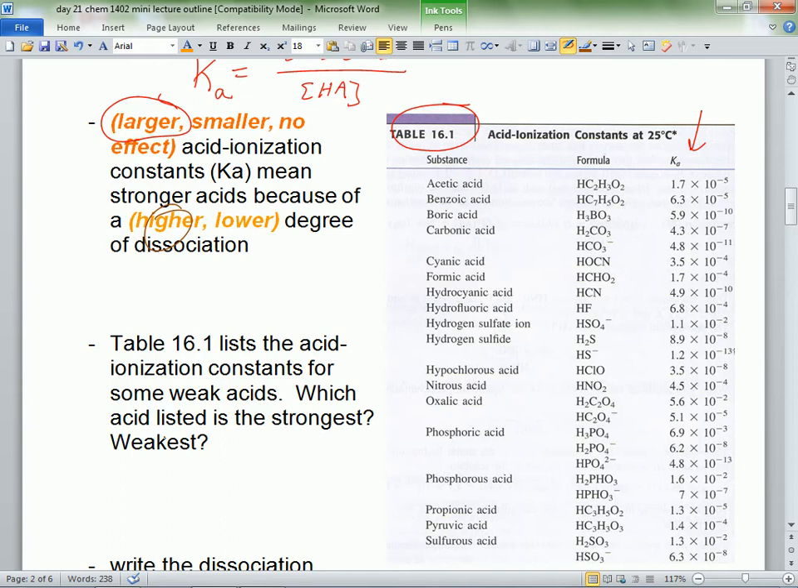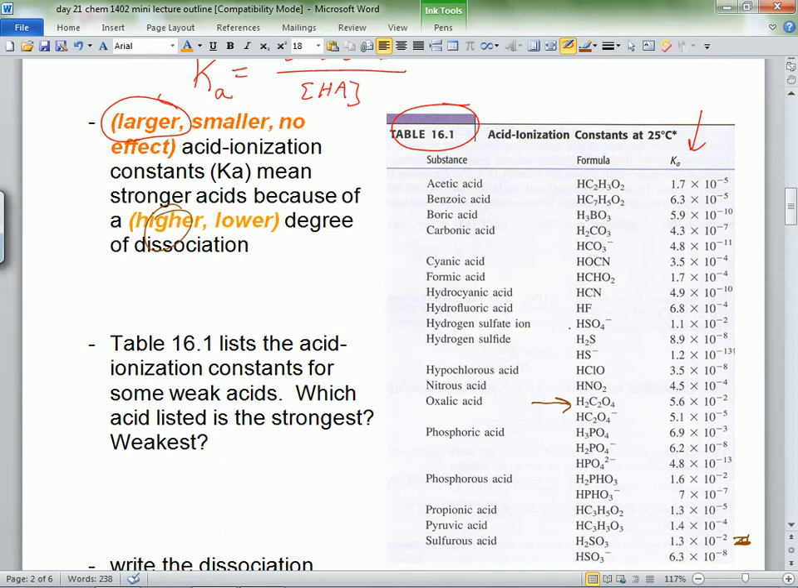H2SO3. Where do you see? Okay, do you see one bigger than 1.3 times 10 to the negative 2? Is there a bigger one than that one? H2C2. How about that one? Is there a bigger one than 5.6 times 10 to the negative 2? Right? I think that's the biggest one.